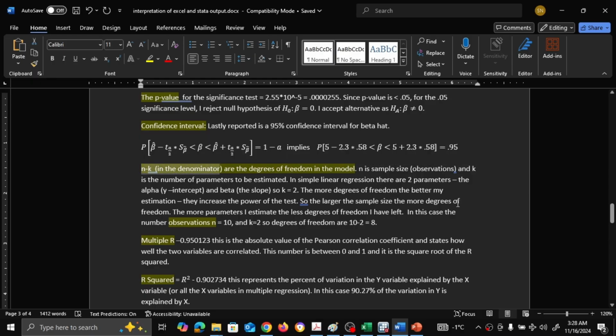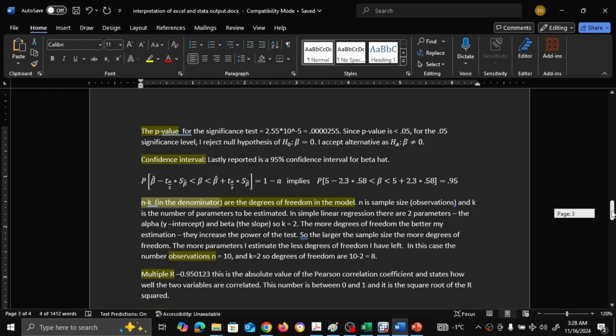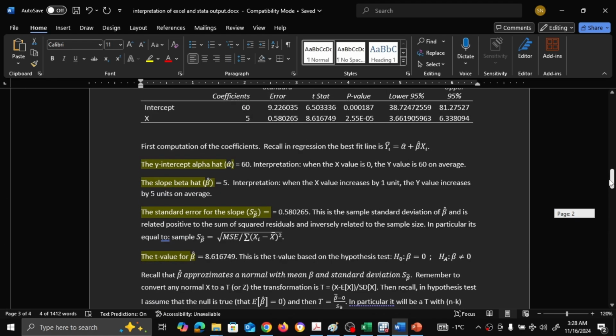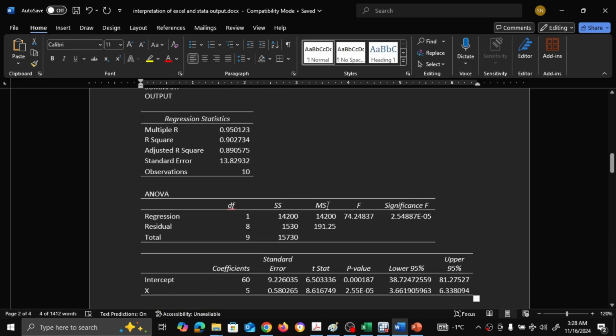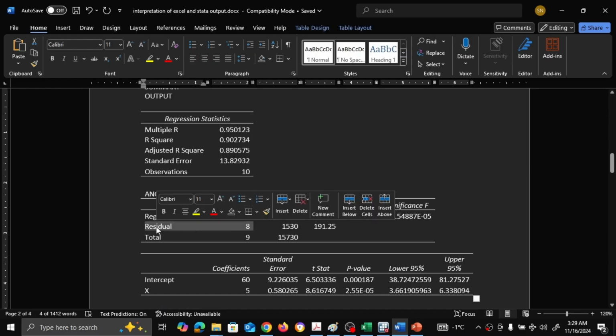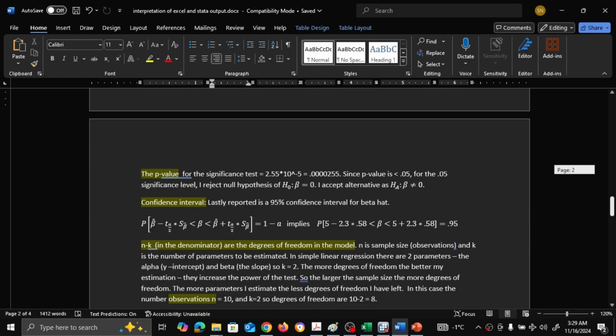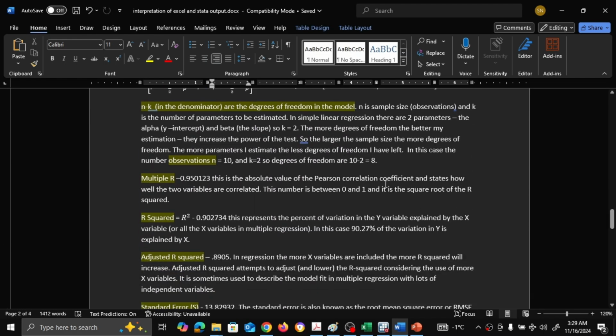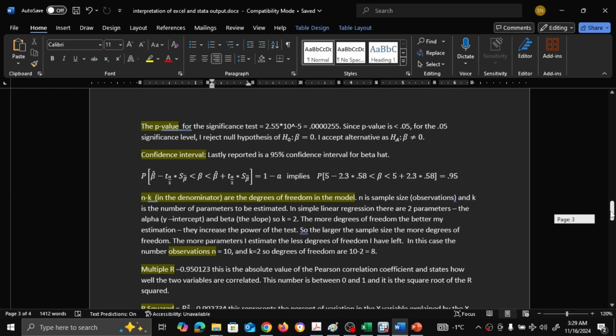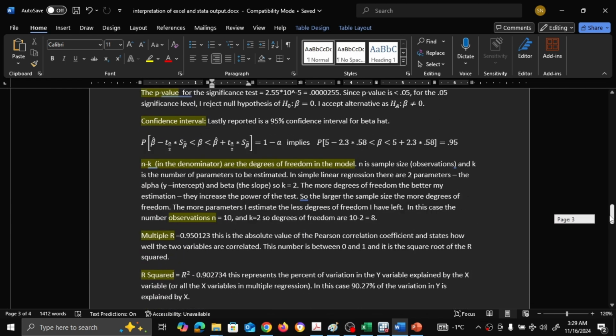N minus k are the degrees of freedom of the model. So these are the main degrees of freedom. And where do you find them? Right here. Degrees of freedom of the residual. This is the main one. It's 8. So this is the main results of the regression.